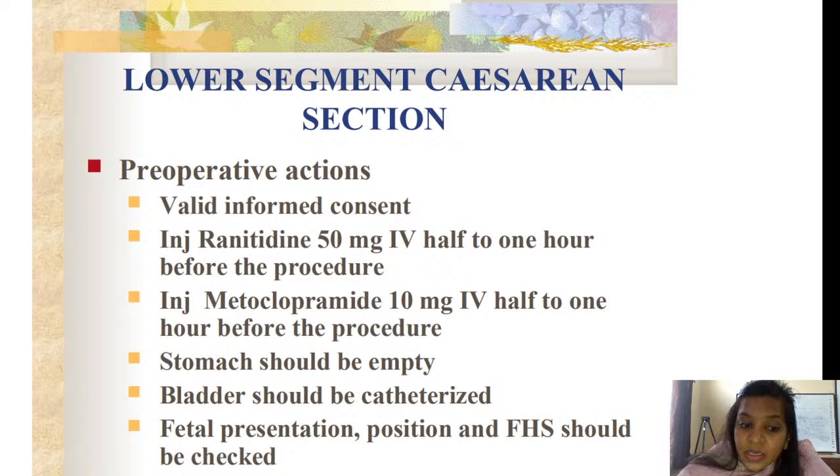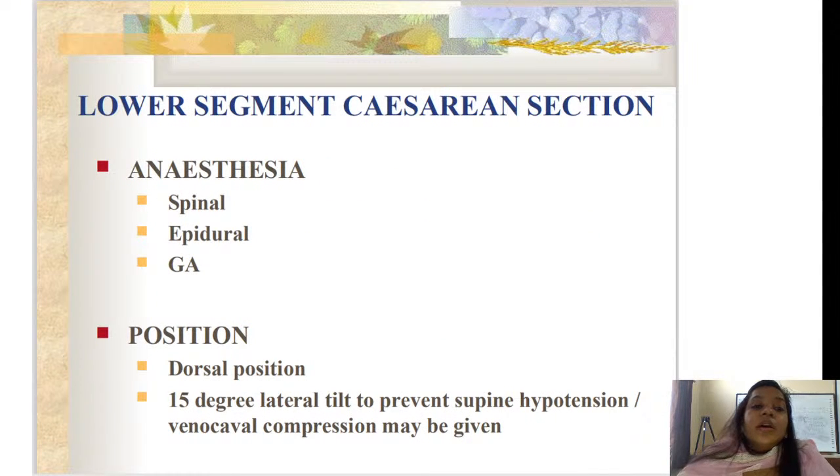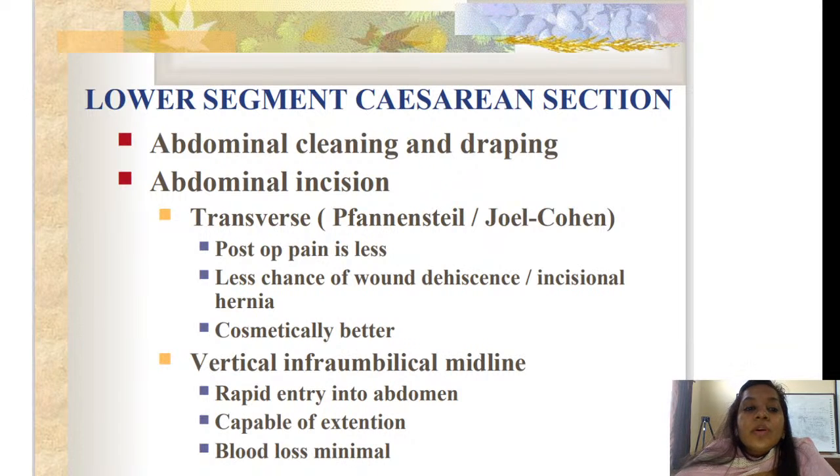Stomach should be empty, bladder should be catheterized, fetal presentation, position, FHS should be checked. As anesthesia, you can prefer spinal, epidural, or general anesthesia according to the patient. Position: dorsal position, with a 15-degree lateral tilt to prevent supine hypotension or venocaval compression. Then abdominal cleaning and draping.